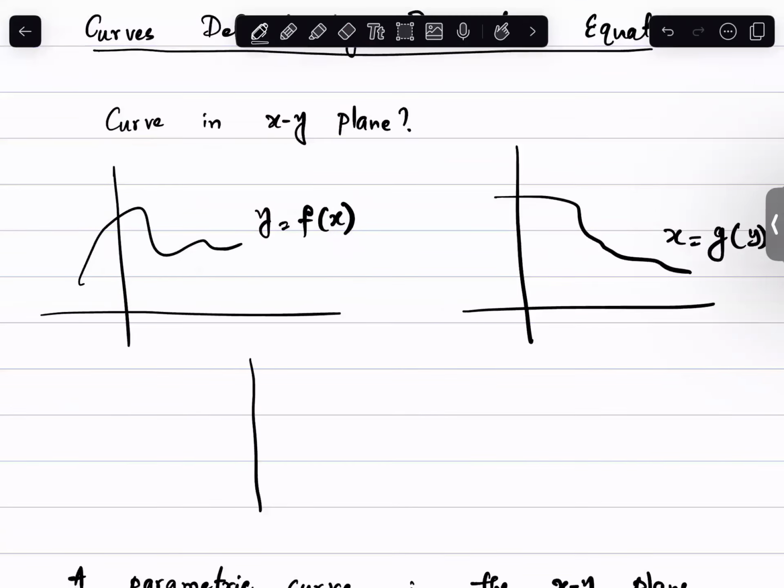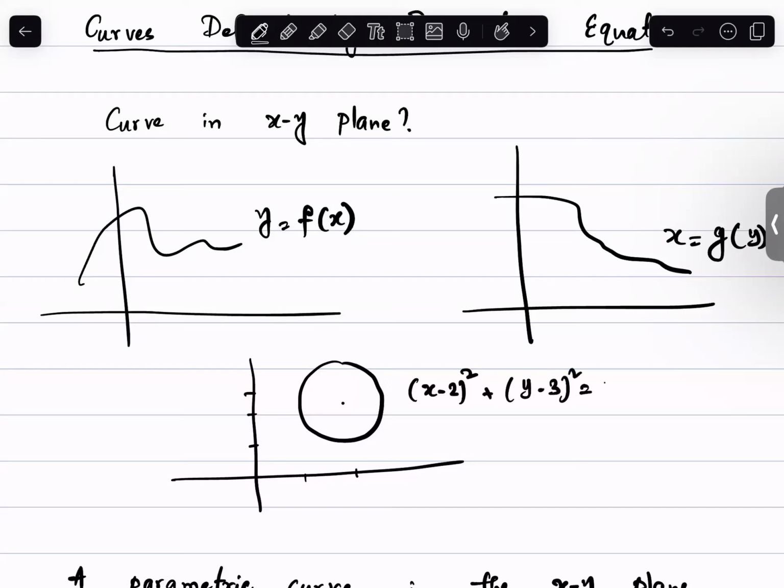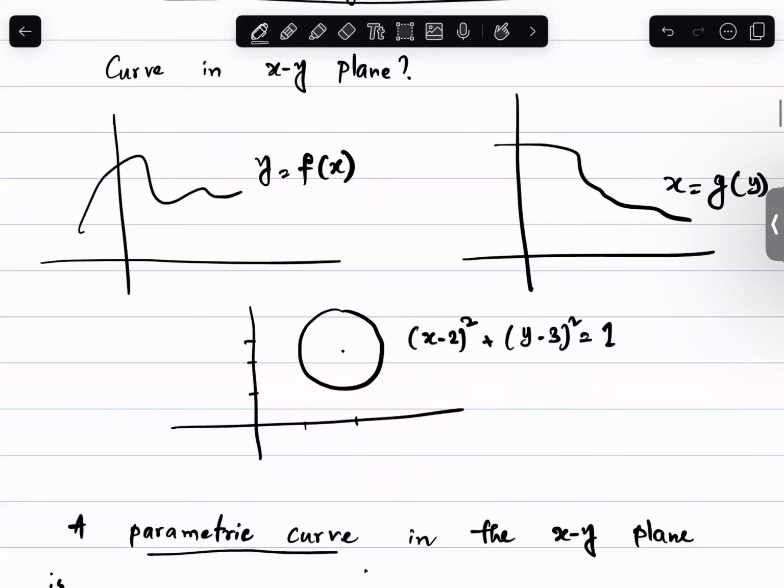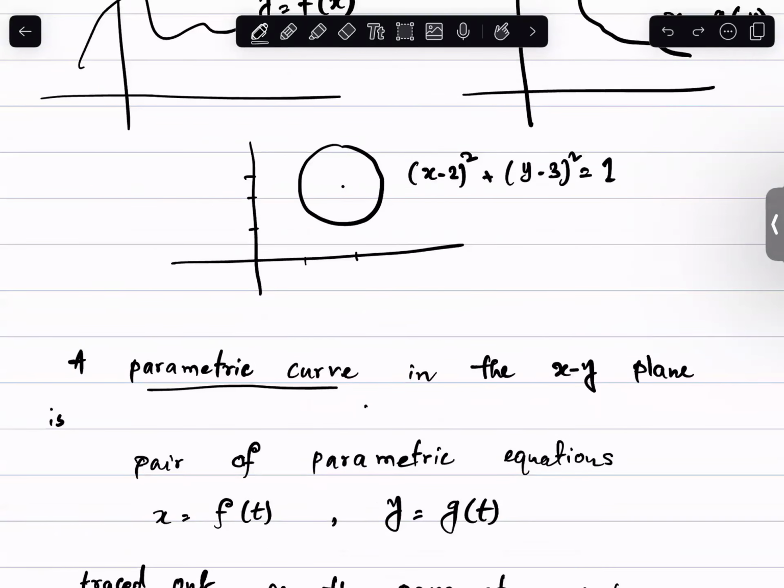For example, you can think of the equation of a circle, which is say (x - 2)^2 + (y - 3)^2 = 1. This equation is called an implicit equation, where you cannot separate y or x like this, at least not by a simple formula.